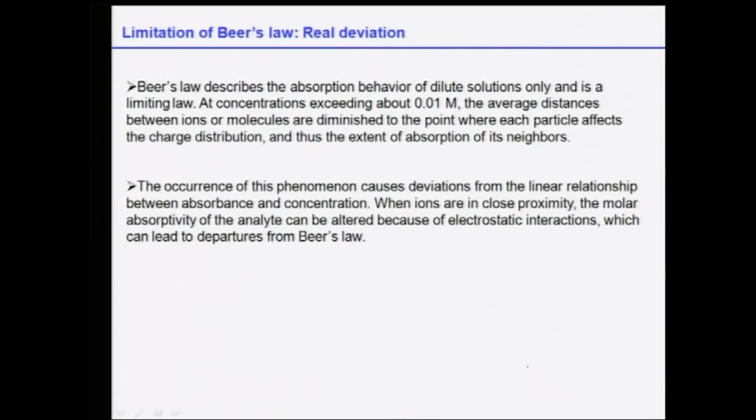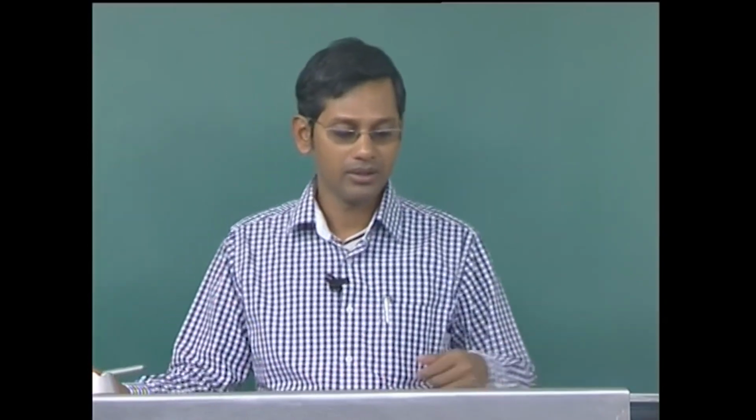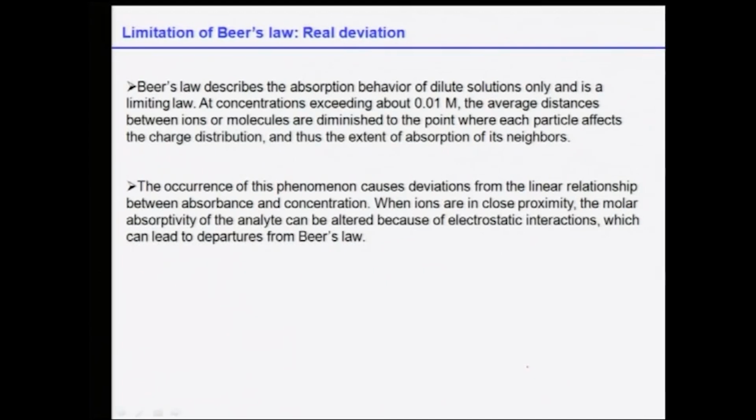As concentration exceeds about 0.01 molar, the average distance between the ions and the molecules diminishes to the point where each particle affects the charge distribution and thus the extent of absorption of its neighbors. So, if you have a species in a solution whose concentration is more than 0.01 molar, Beer's law cannot be applied to that. Beer's law can be applied only for solutions whose concentration is very small. The occurrence of this phenomenon causes deviations.